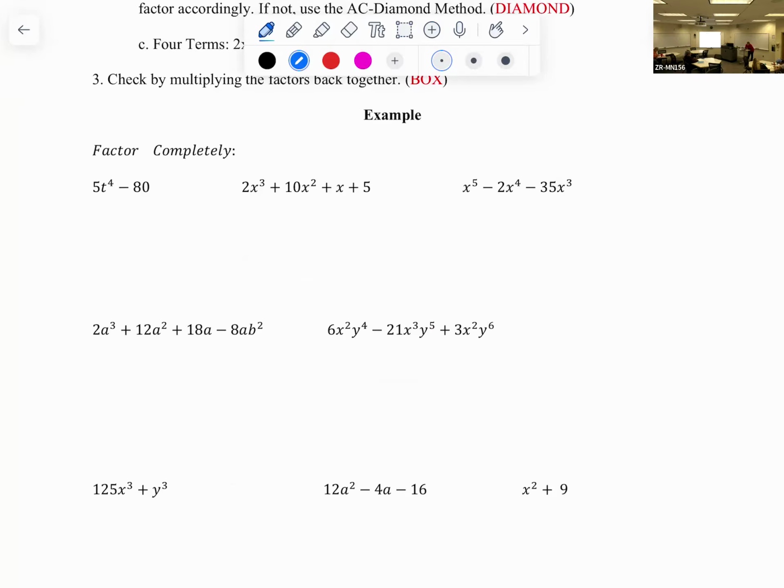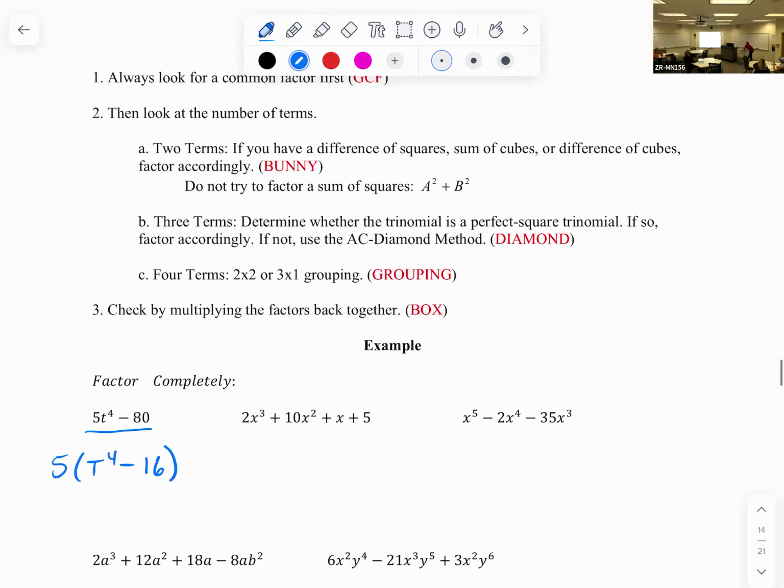All right, so start with this guy. What should we do first and foremost? Greatest common factor. Let's pull the 5 out. So greatest common factor, always the first step. I pull the 5 out, and when I pull 5 out of 80, it becomes 16. Then we count the number of terms.